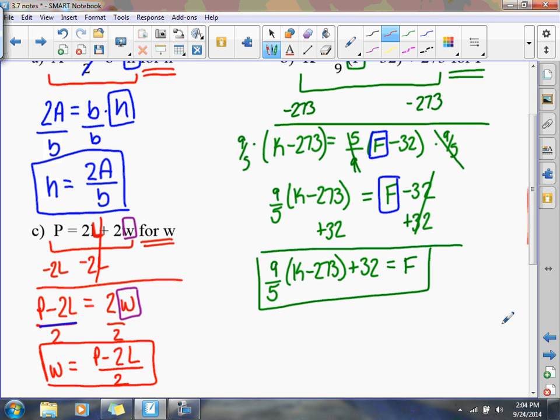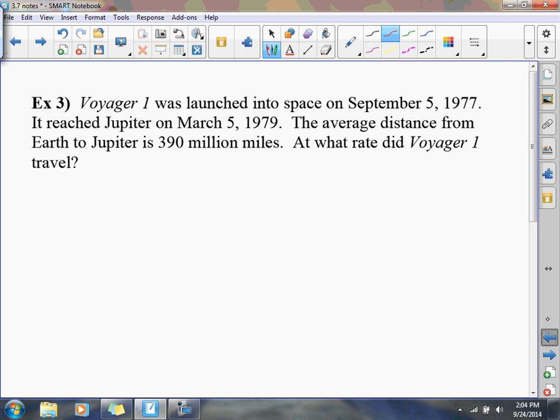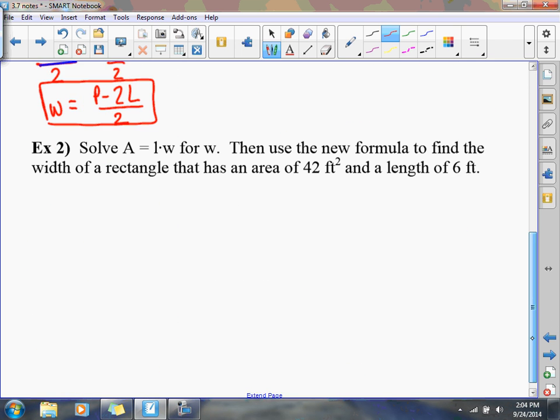So that problem wasn't nearly as complicated as part B. I think part B is definitely the toughest one. Whoops, I forgot example 2. Let me go back. There it is.